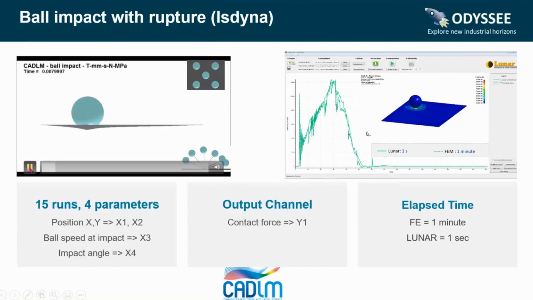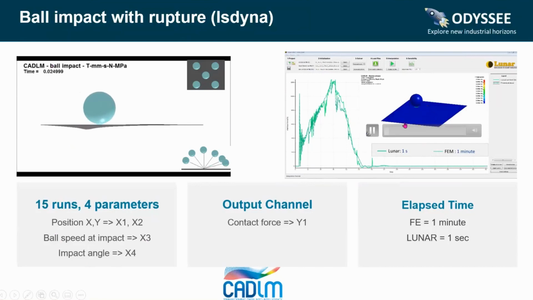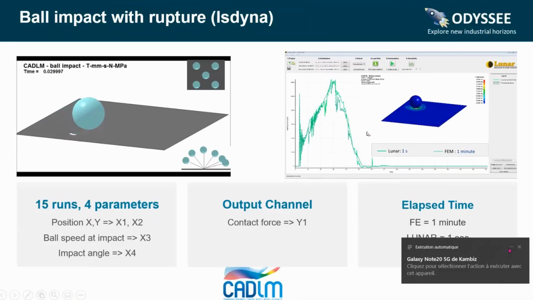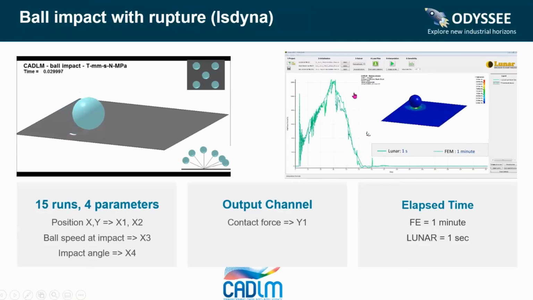And here you can see that we can now go and predict the behavior, including whether there's a rupture or not, for any other impact angle, position, speed on the composite plate without actually redoing the runs. These 15 runs are sufficient to completely decode, let's say, the differential equation. And here you can see superposed the Lunar and the LS-DYNA. Even the rupture point is exactly the time, and the value is very well stated.